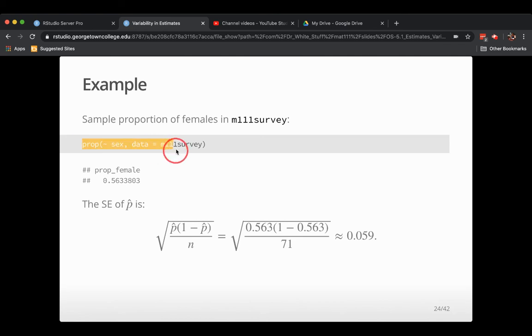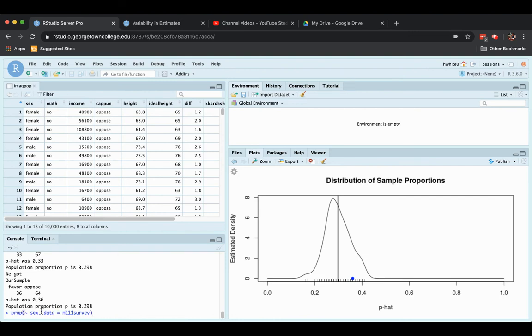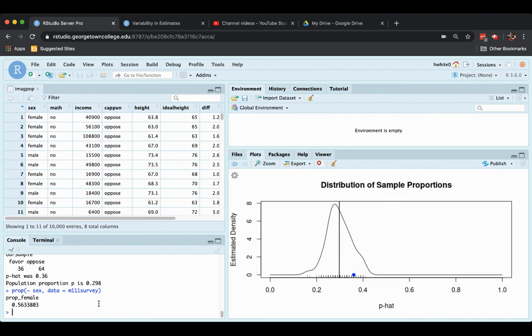I think we should just do this in RStudio, make sure this is really working. Copy, paste, and yeah, 0.563. So 56.3% of the sample was females. And actually, just because I remember, and I'll remind you, there were 71 people in the sample, and 40 of them were females. And if I just do 40 divided by 71, I get the 0.563. So prop is not doing anything super sophisticated there. It was just tallying up the females and dividing by how many people were in the sample. Just a simple old sample proportion.